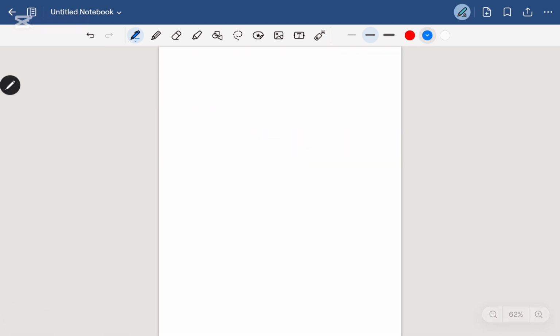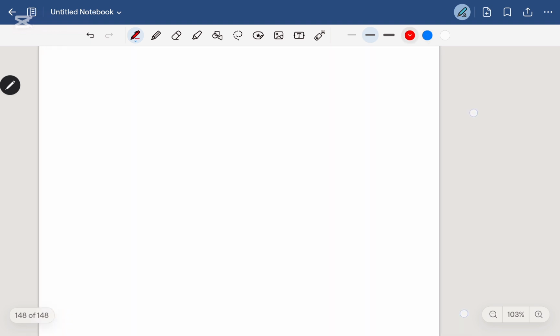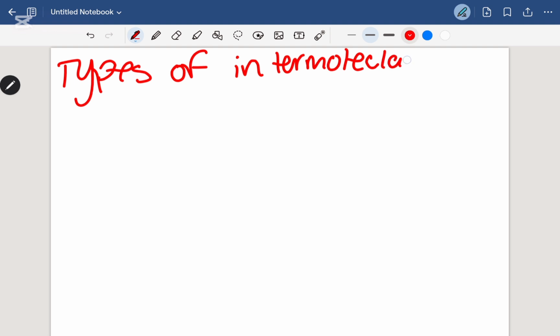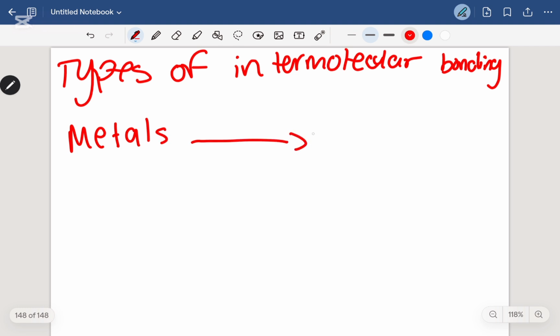We move on to the next one where we discuss the types of intermolecular bonding. The title of this page is going to be Types of Intermolecular Bonding. First thing, we start with metals. Okay, metals have a metallic bond. So this is very simple, very easy. We know that metals have metallic bonds.